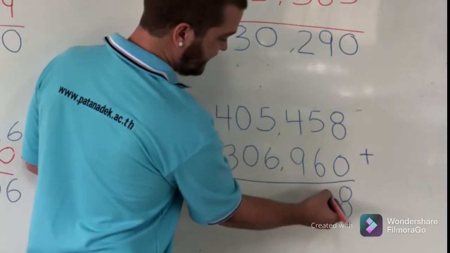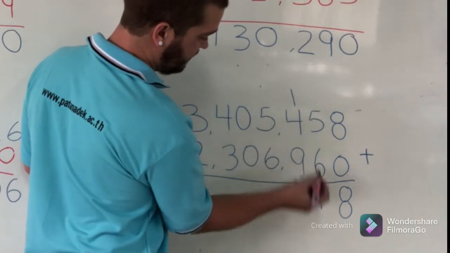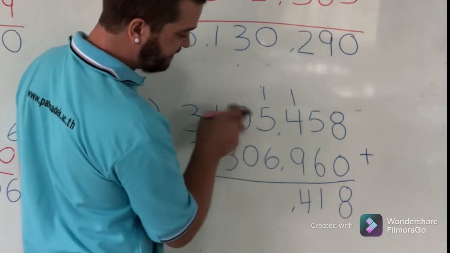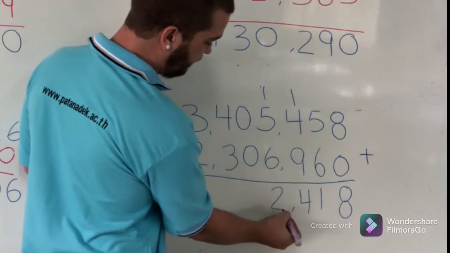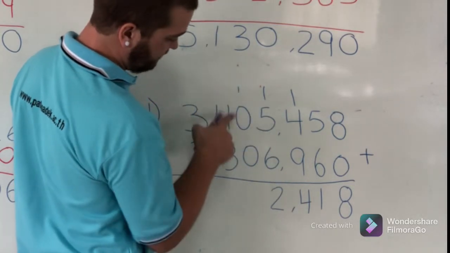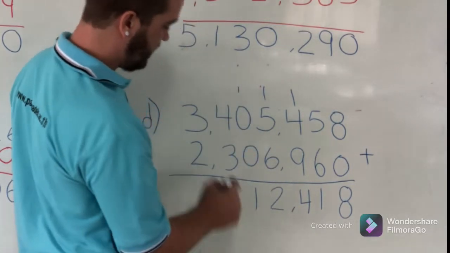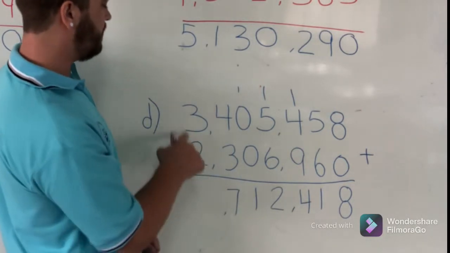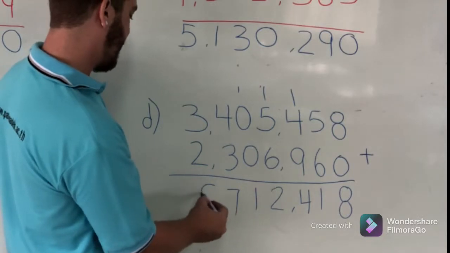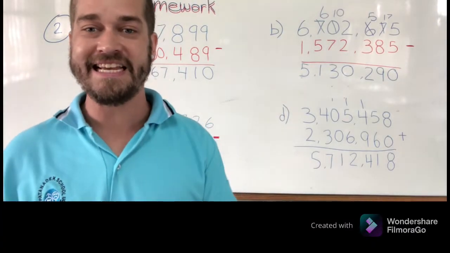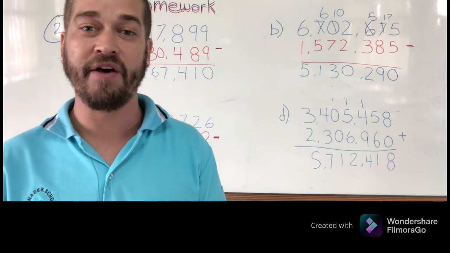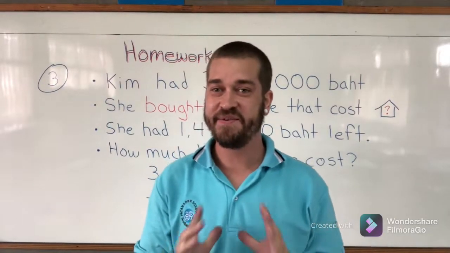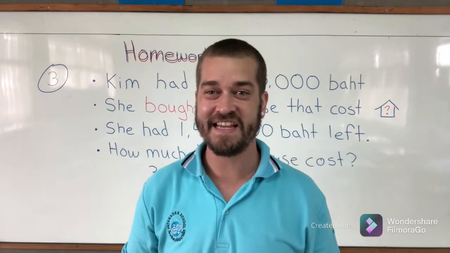5 plus 6 is 11, carry the 1. We have 14, comma, carry the 1. 6 plus 5 plus 1 is 12, carry the 1. 1 plus 0 is 1. 4 plus 3 is 7, comma, 3 plus 2 is 5. The answer for 2D is 512,418. All right, do not fall asleep just yet.